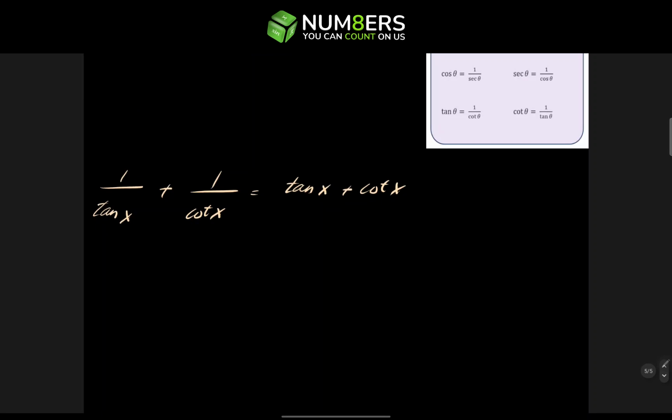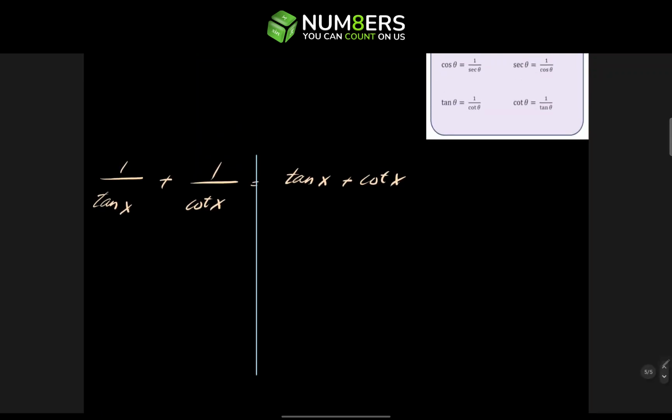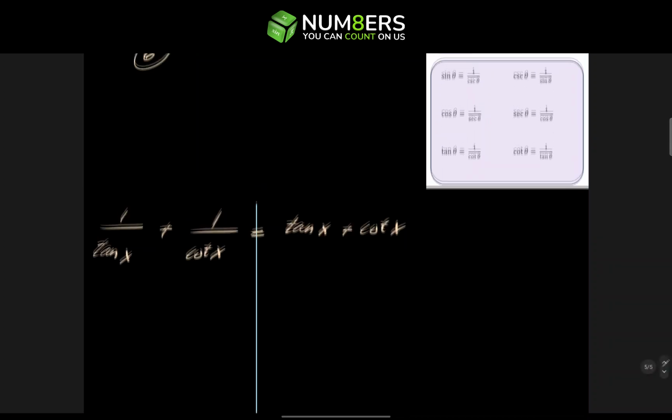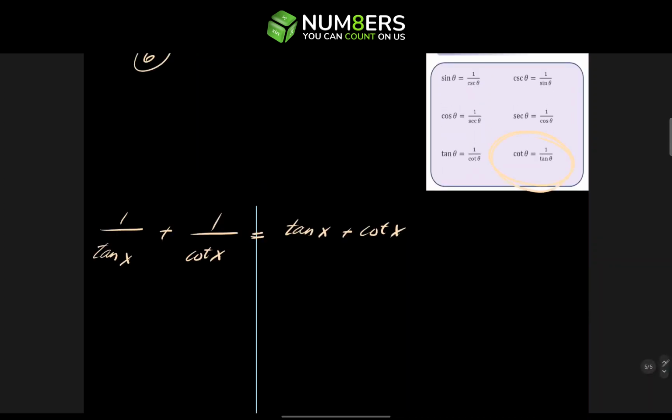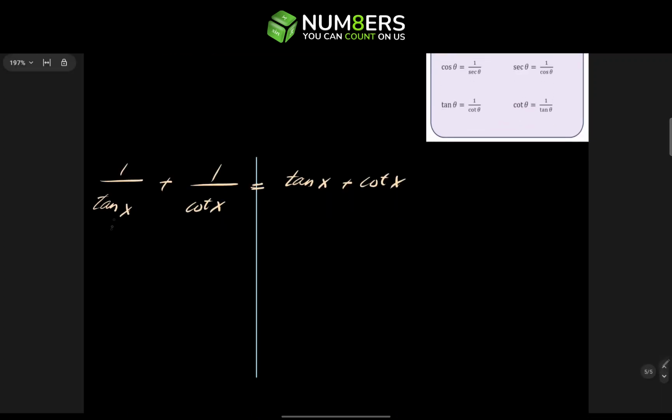Let's draw a line right down the middle right here. That's not very straight. Let's do it again. There we go. So now we're going to work with the left side and show that it equals the right side. So hence we're verifying that the left equals the right. 1 over tan is equal to cotan. You can see that right over here. So for the first fraction right here, 1 over tan x is equal to cotan x, plus 1 over cotan x is equal to tan x.